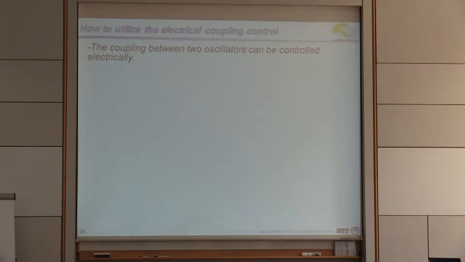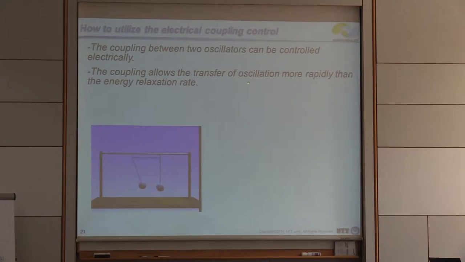So we have two modes. We excite the one mode first, and then applying a parametric pump, you can convert the phonon from one mode to the other. But the important thing is that you can switch these interactions on and off by electrical means. So it means that the coupling between two oscillators can be controlled electrically. The coupling allows the transfer of the oscillation more rapidly than the energy relaxation rate. This is a very famous experiment, maybe.